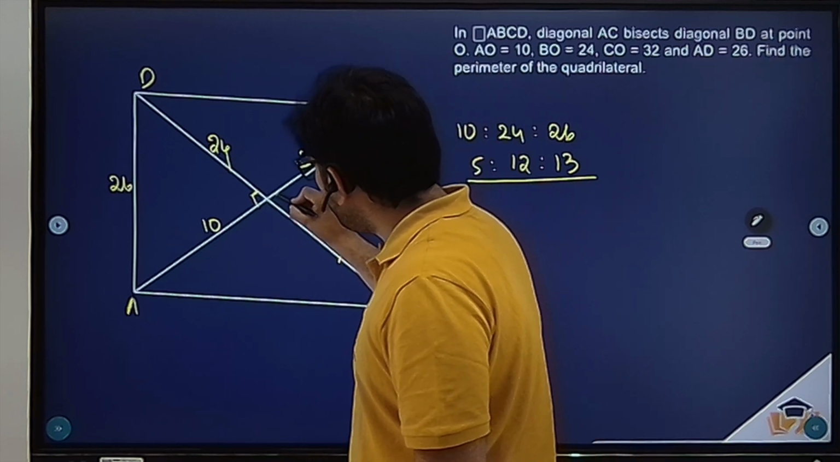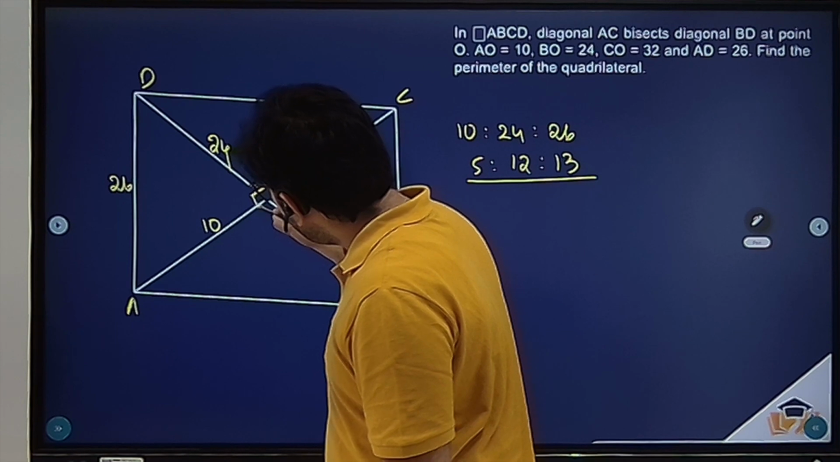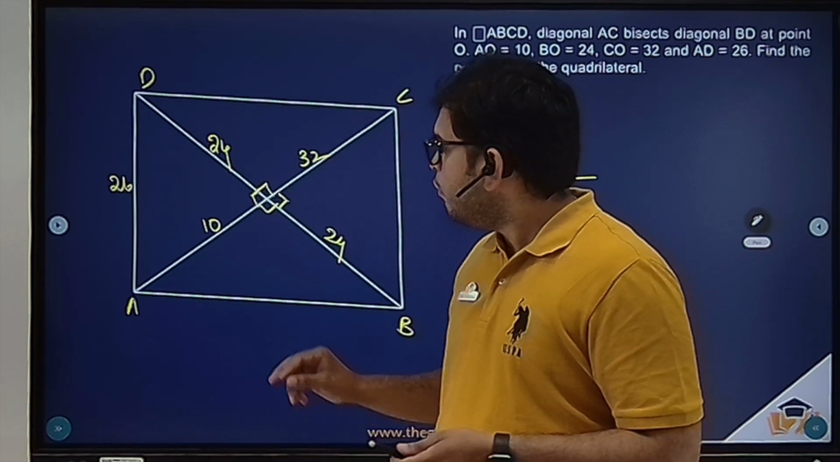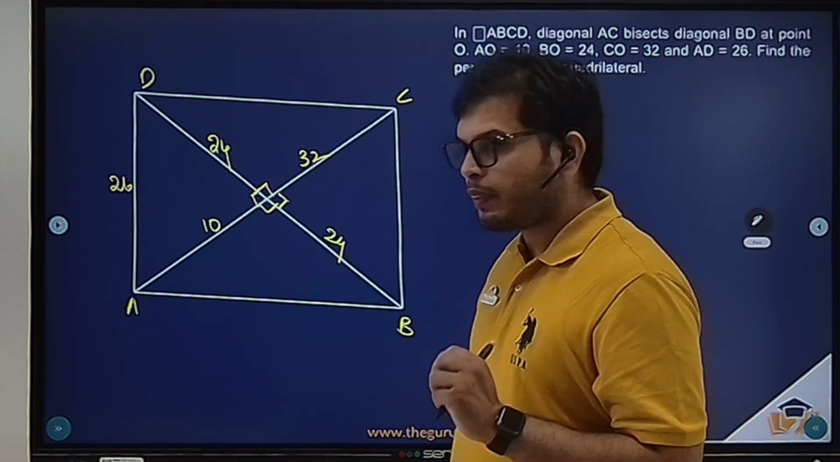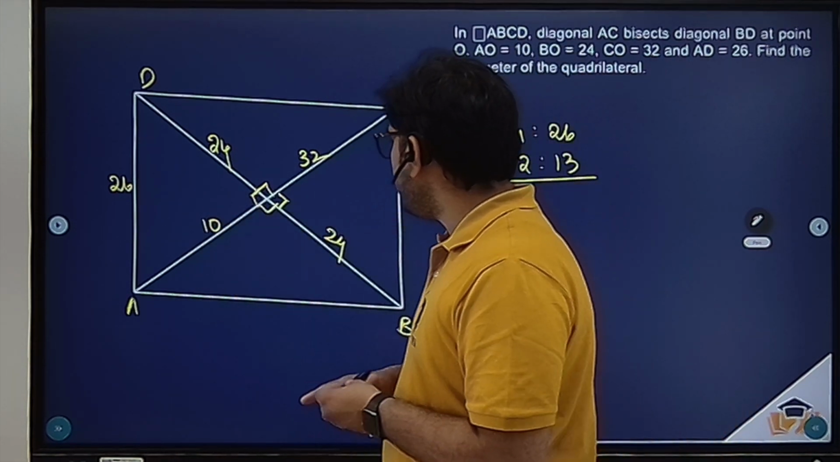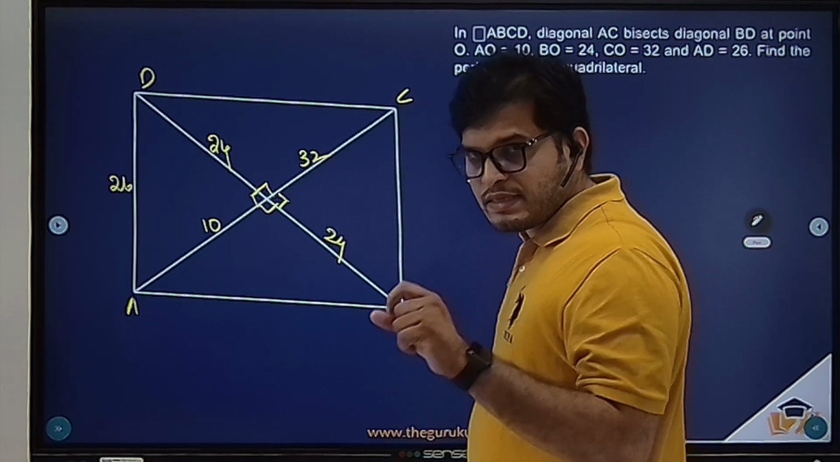Now, if this is 90 degrees, this should also be 90 degrees. This should also be 90 degrees. And this should also be 90 degrees. So all these four are right angle triangles. Right. So this is 26. Now BOC is a right angle triangle.